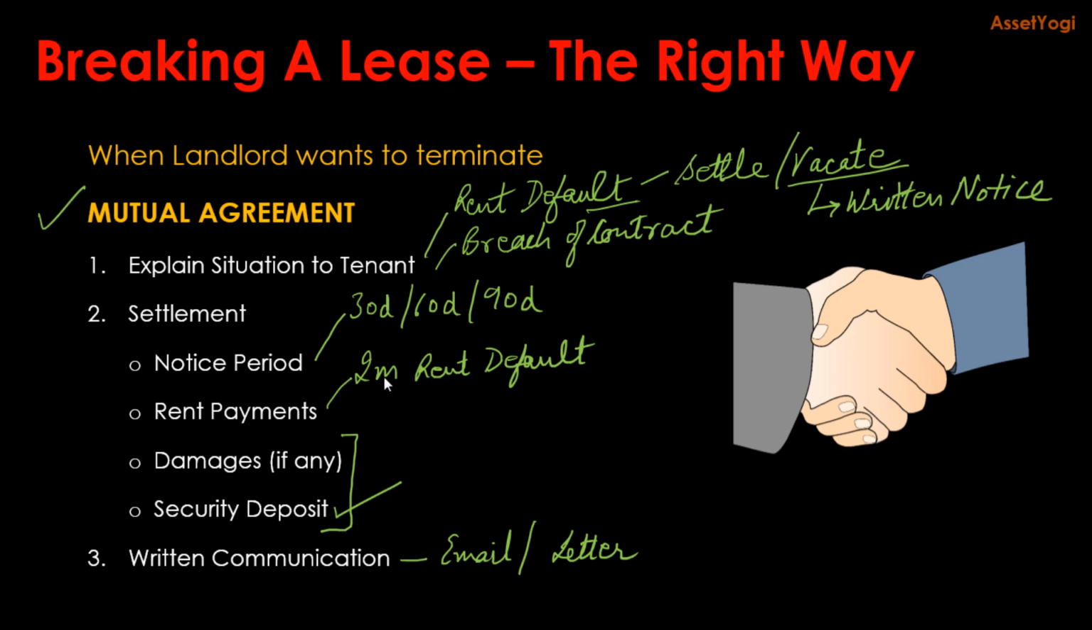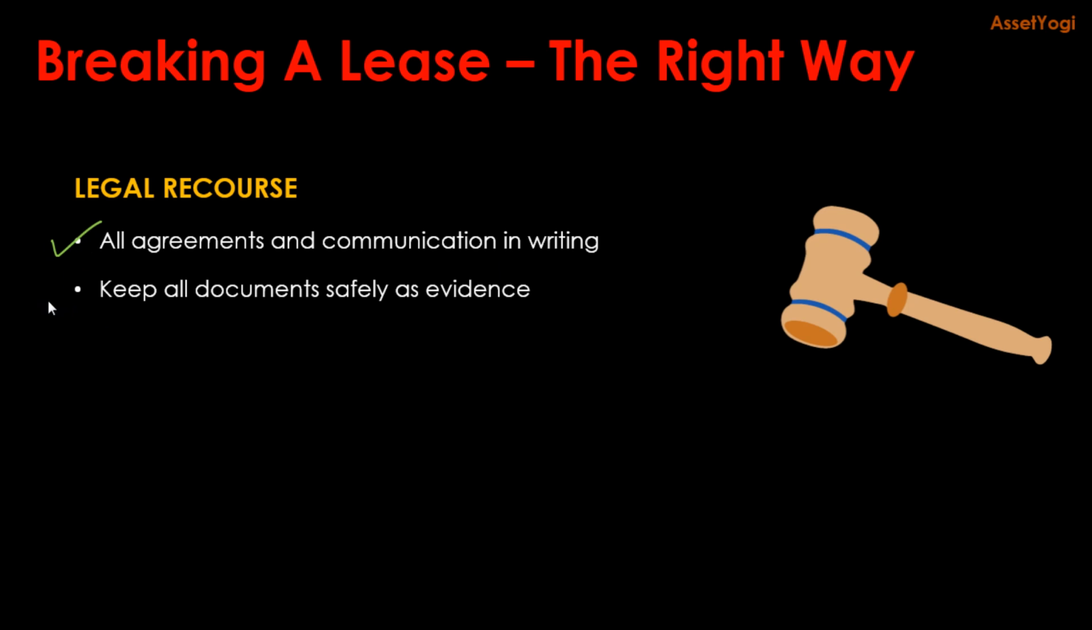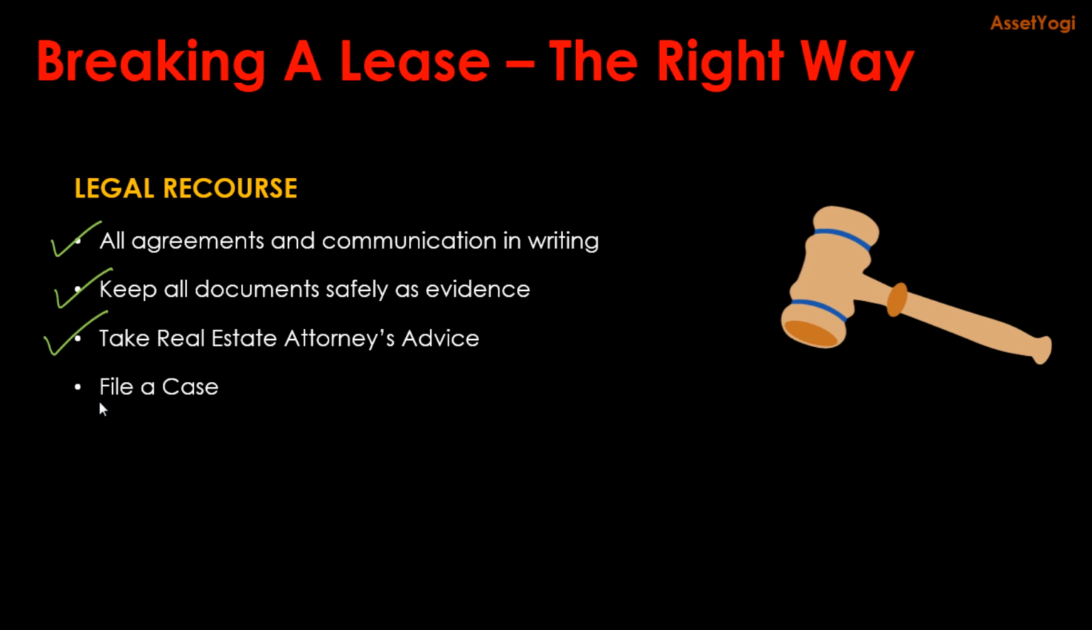If, however, the landlord and tenant are not agreeing on certain terms, then legal recourse can be sought in a court of law. So how do you approach legally? So first of all, you should have all the agreements and communication in writing. Then you should keep all the documents safely as evidence, and you can take a real estate advocate or a lawyer's advice, and then file a case.